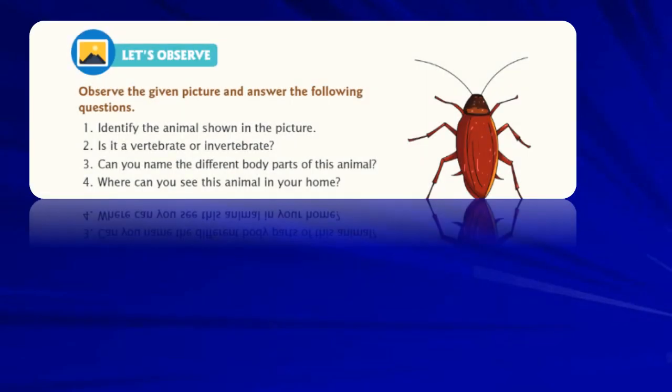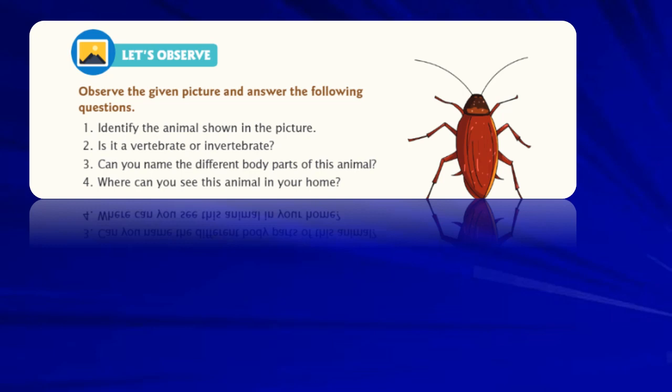Next, we will discuss the Let's Observe part in your book. Even here, I just want you to answer all the four given questions, and then look at the answers. Pause the video, try doing it, and then check with the answers.